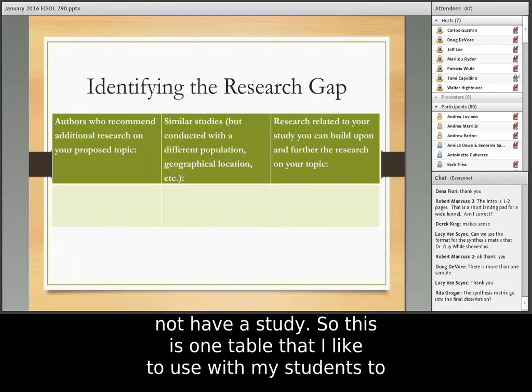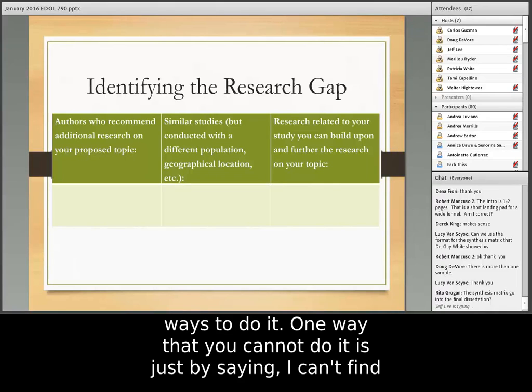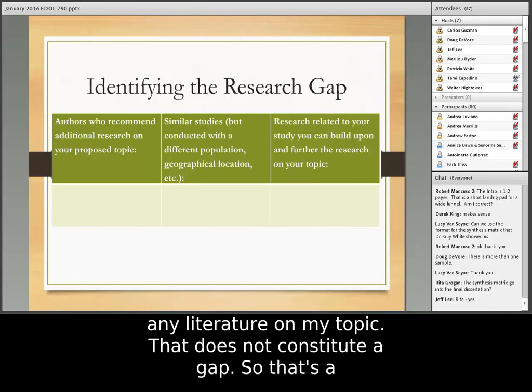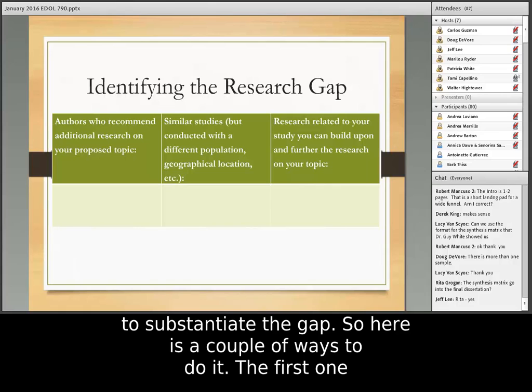So this is one table that I like to use with my students to help guide them into identifying a gap. And there's a couple ways to do it. One way that you cannot do it is just by saying, I can't find any literature on my topic. That does not constitute a gap. So, that's a good start. That's a good indicator that there may be a gap, but you need to substantiate the gap.